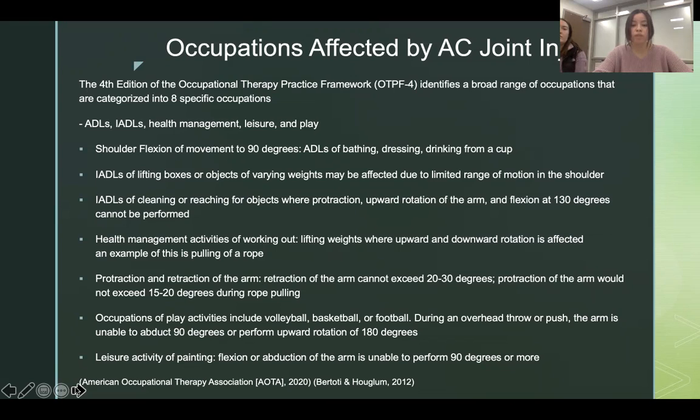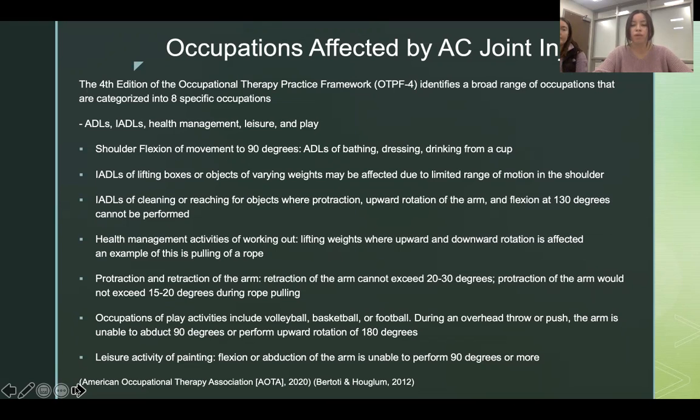And then protraction and retraction of the arm is when retraction of the arm cannot exceed 20 to 30 degrees, and then protraction of the arm will not exceed 15 to 20 degrees during rope pulling. And then occupations of play of activities include volleyball, basketball, or football.